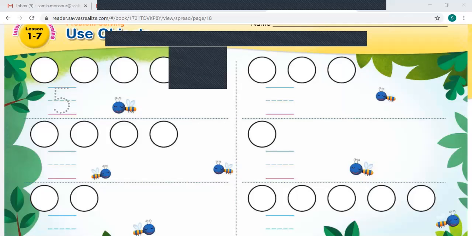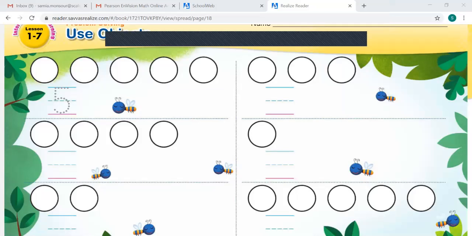All right, we are on lesson 1-7. You've learned how to count groups of objects up to 5. Today, you will learn how to use counters to solve problems. So here it says use objects.